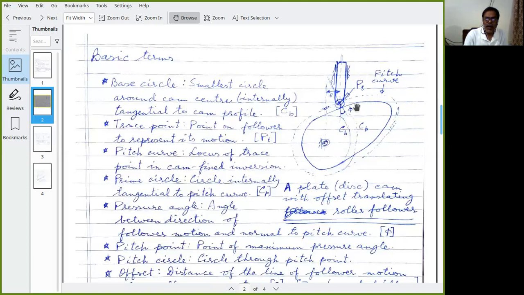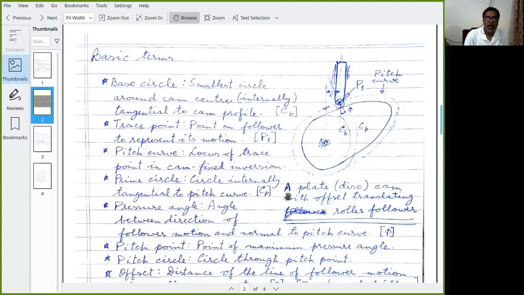Now, the way we made the base circle internally tangential to the cam profile, similarly, if we make another circle, a little bigger, centered at the same point, which is internally tangential to this pitch curve, then you will get this circle. The radius is simply the radius of the base circle plus the radius of the roller. So this circle is the prime circle, the circle internally tangential to the pitch curve. Here I have shown it by C.